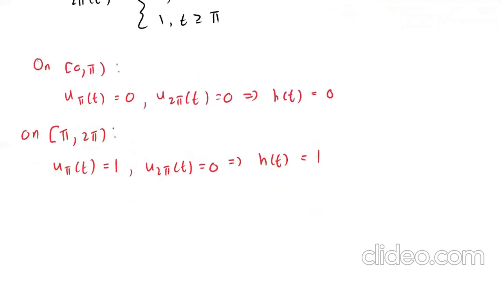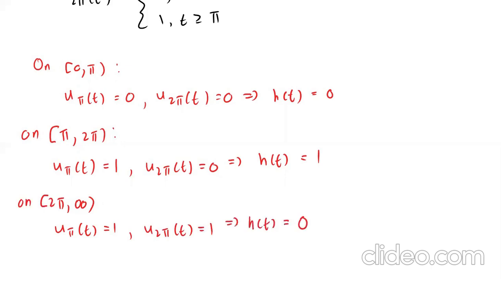Finally, on 2 pi to infinity, what's going on? Well, here, u sub pi of t is still equal to 1, because 2 pi is greater than or equal to pi. So it's still equal to 1. But now, u sub 2 pi of t is also equal to 1. So when we take their difference, h of t is going to be 1 minus 1, which is 0.